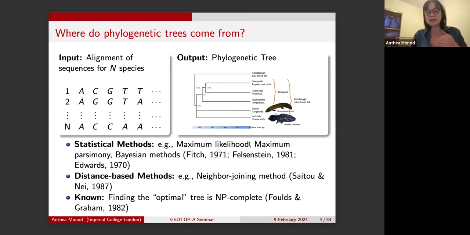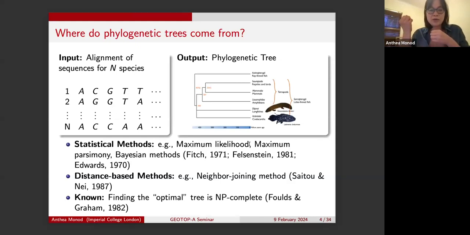And then there are distance-based methods, where you basically position sequences that are closely related under the same node with the same branch lengths, where the branch lengths correspond to the distances between sequences. So these two methods are very different in spirit. And it's also known that finding the optimal tree is an NP-complete problem. So you have these two tree reconstruction methods, which are very different in nature.